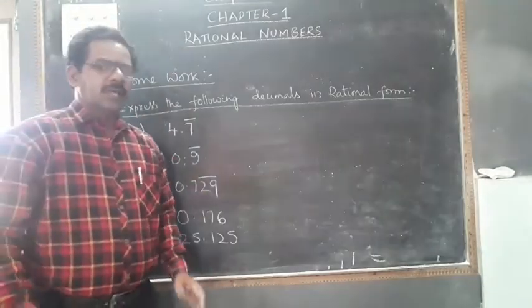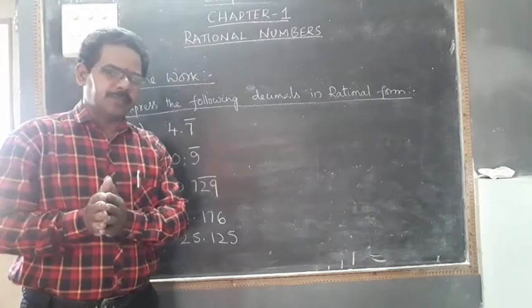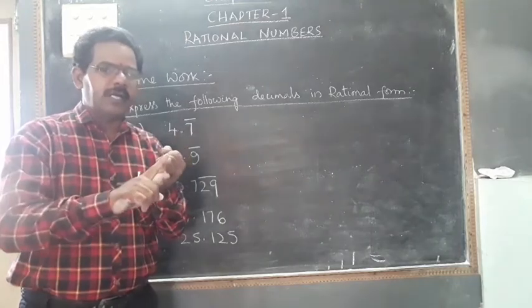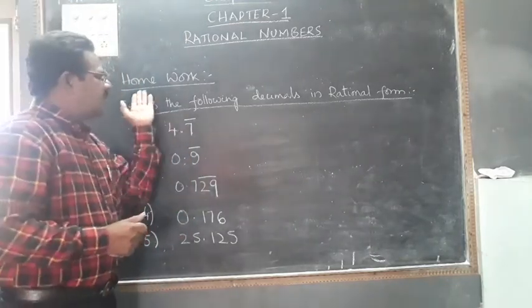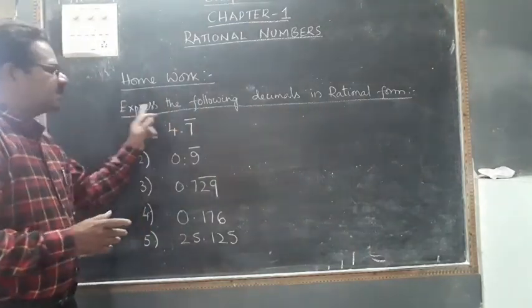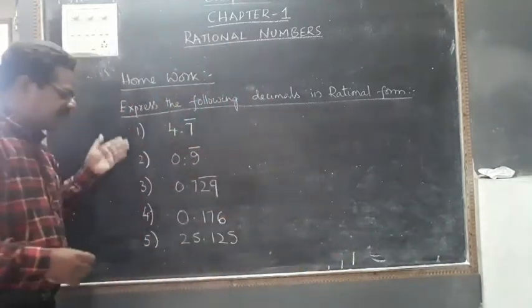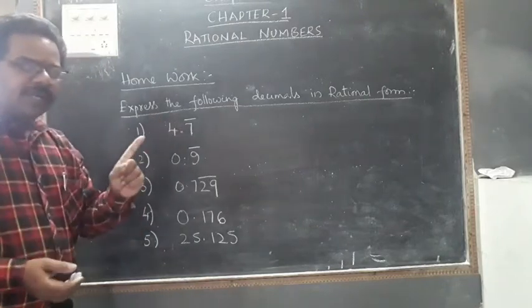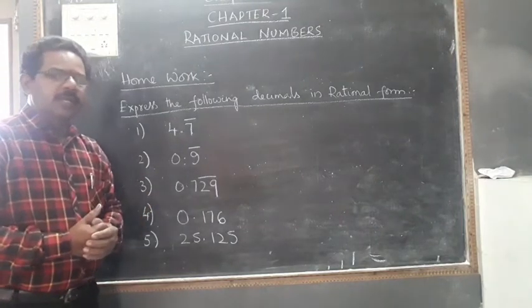See children, after completion of the video, I hope you understood the concept of how to convert terminating decimals and non-terminating decimals into rational form. Okay. Now here I am giving you some homework to do after watching the video. Express the following decimals in rational form. Here I have given different types of decimals. Different types means we have only two types: first one is terminating decimal and second one is non-terminating repeating decimal.